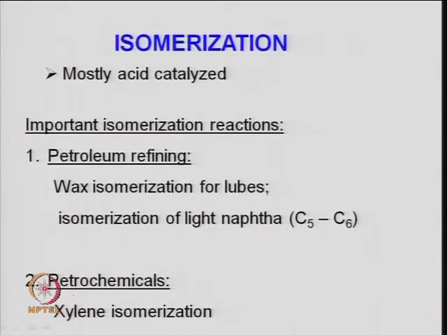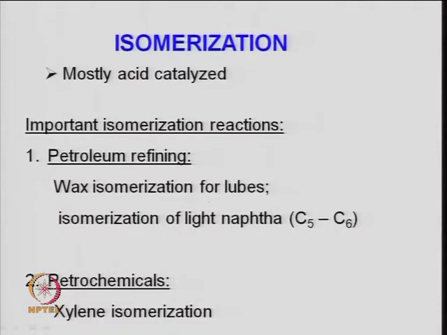Similarly, isomerization is also a very important process. In hydroisomerization, isoparaffins are made: normal paraffins are converted to isoparaffins because they have a high octane number. So this is again an important process in the refinery.